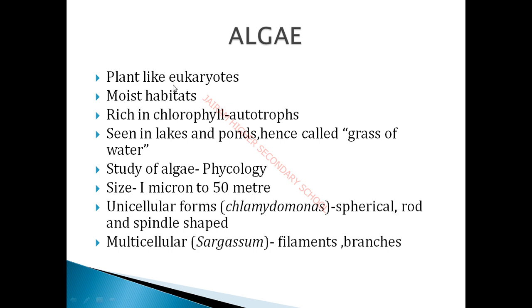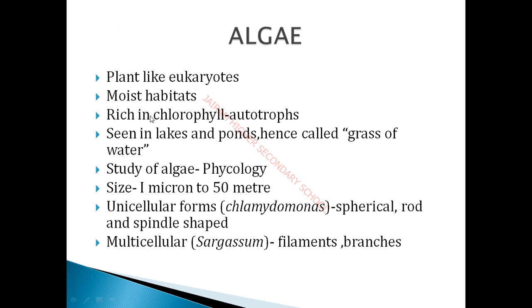And eukaryotes, as I already said, eu means true, karyon means nucleus. It contains a true nucleus. So mostly it will be growing in moist habitats, and since it is green in color, obviously it will be rich in chlorophyll. So if chlorophyll is present, automatically it will do the process of photosynthesis. If photosynthesis is happening, it will be following the autotrophic mode of nutrition. It is preparing its own food through photosynthesis. So such organisms are called autotrophs.